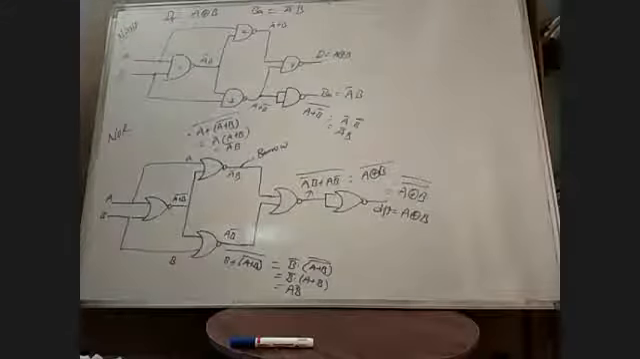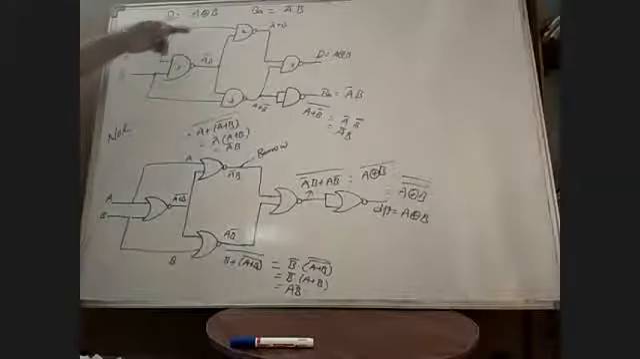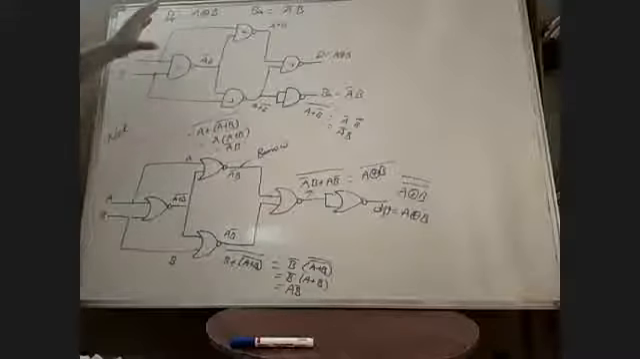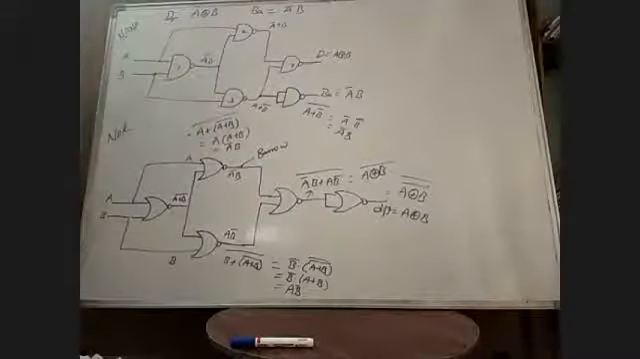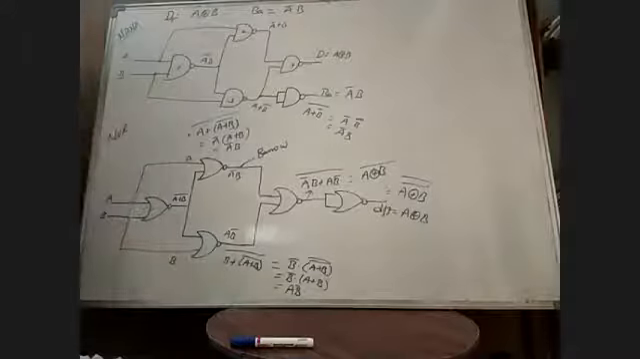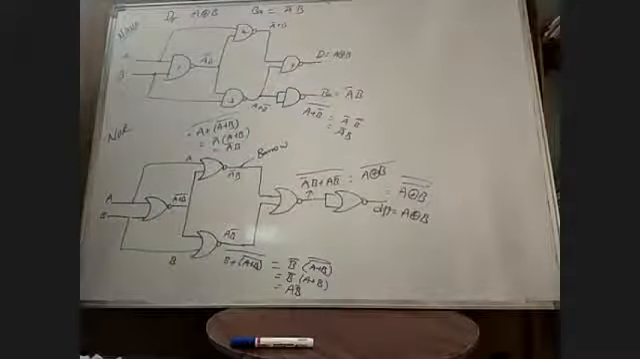For half subtractor now. Half subtractor using NAND gate, half subtractor using NOR gate. If you observe, the two structures are similar. Structures are NAND gate plus NOR gate. NAND gate plus NOR gate. For half subtractor, half adder is not like that.